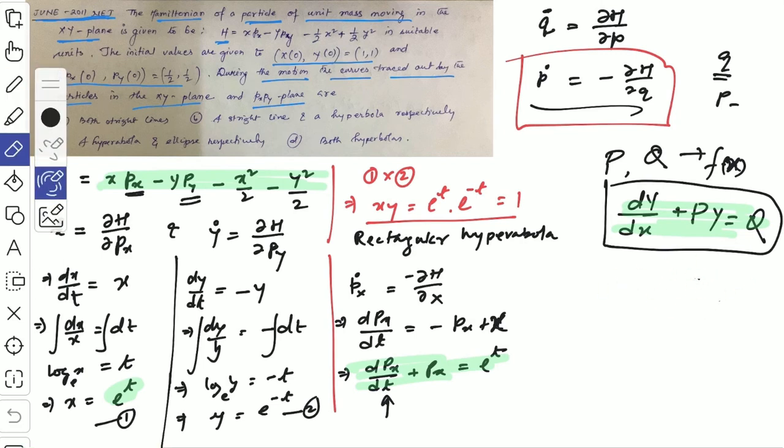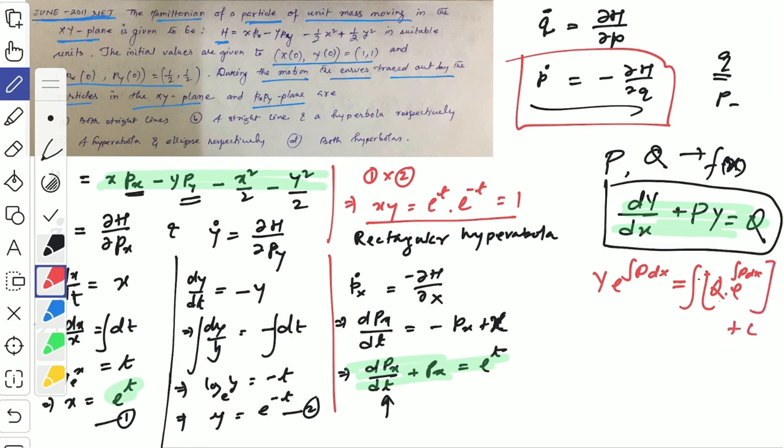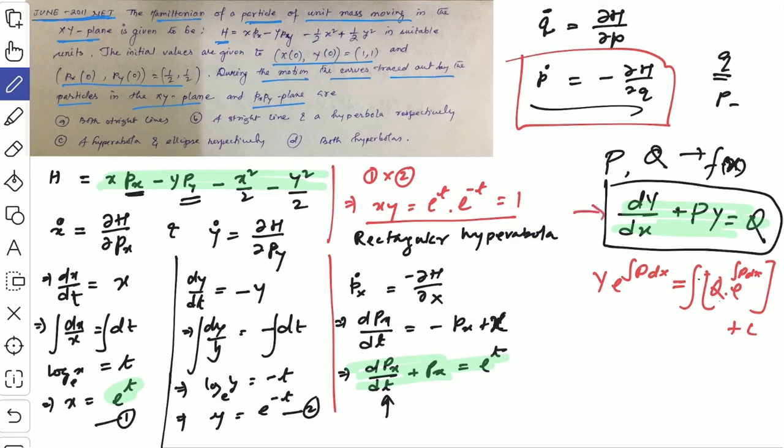So this solution is given by y e to the power ∫p dx is equal to ∫q into e to the power ∫p dx plus c. So this is the solution of this kind of equation.